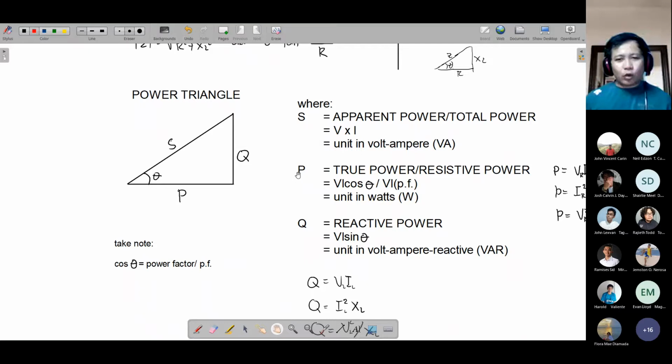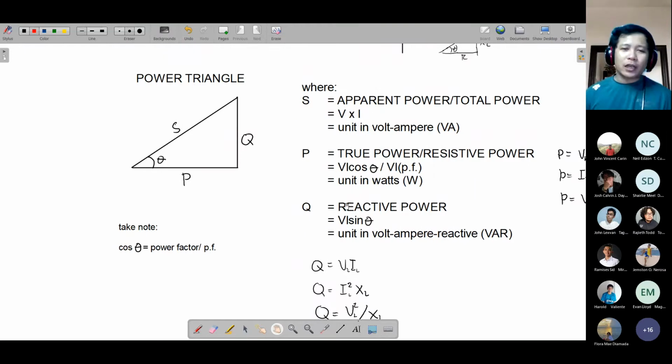Now, again, this is the true power P, and its unit is in watts. Okay. Now, the third kind of power is called the reactive power, represented by the variable Q. Now, why is it called reactive power?